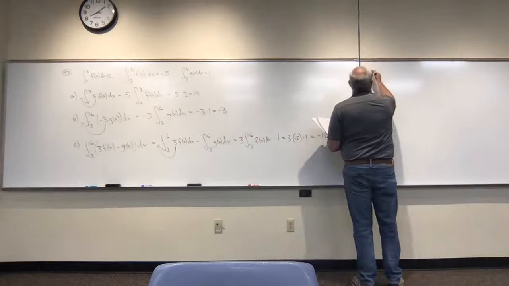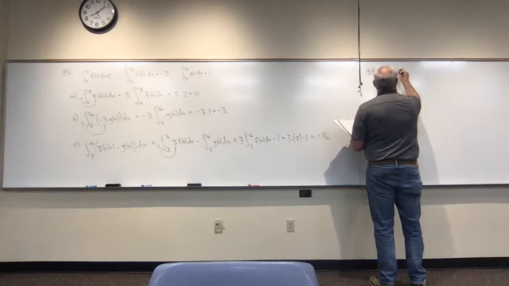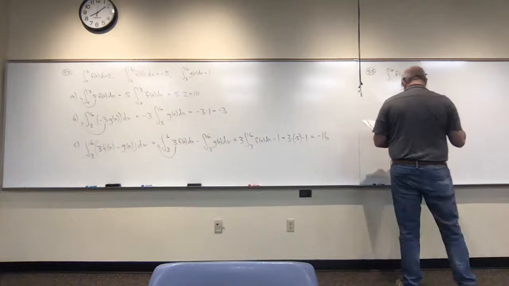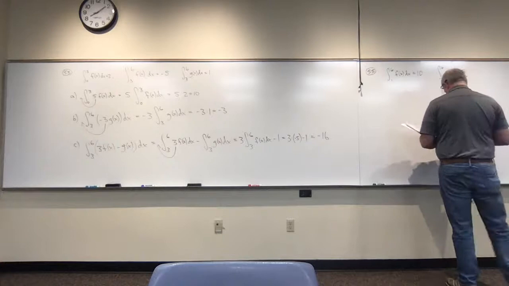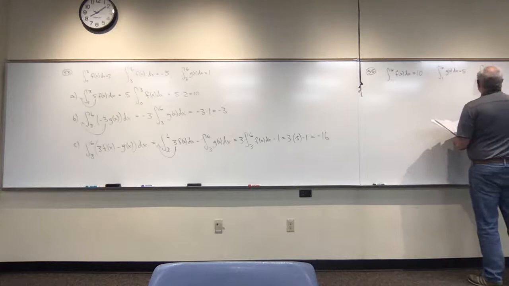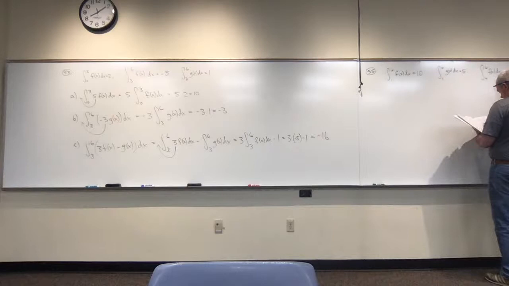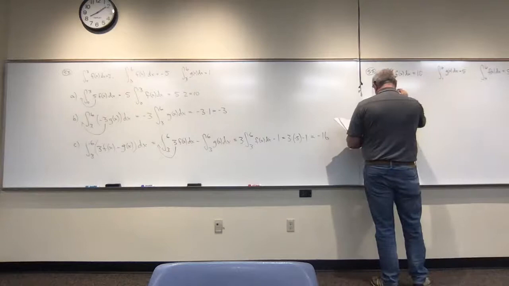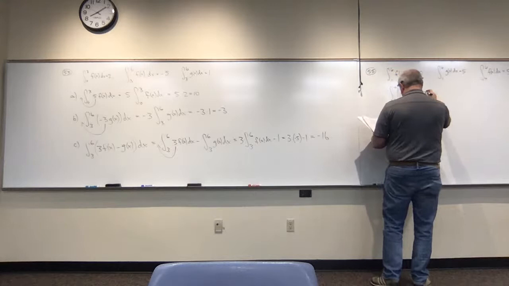So 55, we get the integral from 1 to 6 of f of x dx is 10. We get the integral from 1 to 6 of g of x dx is 5. Okay. We get the integral from 4 to 6 of f of x dx is 5. Oh, wait. I think I messed up. First one's 10. Second one's 5. This one is 5, okay. And then the last one is that the integral from 1 to 4 of g of x is equal to 2. Okay, and then they want us to evaluate some things.